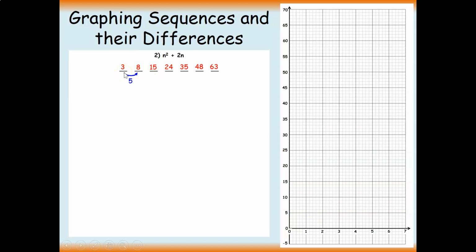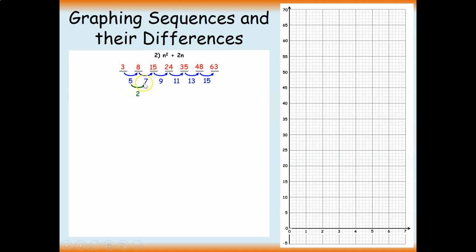So as you can see, 3 plus 5 is 8. 8 plus 7 is 15. 15 plus 9 is 24. 24 plus 11 is 35. 35 plus 13 is 48. 48 plus 15 is 63. Let's have the second differences.